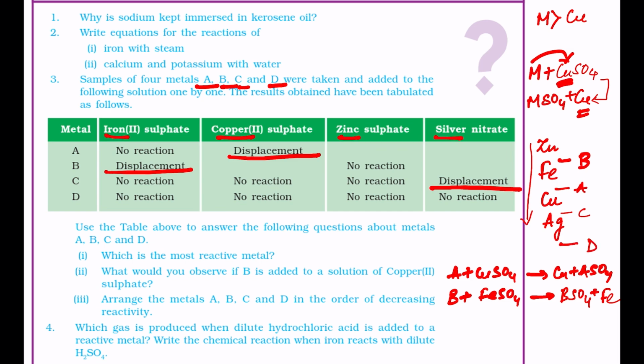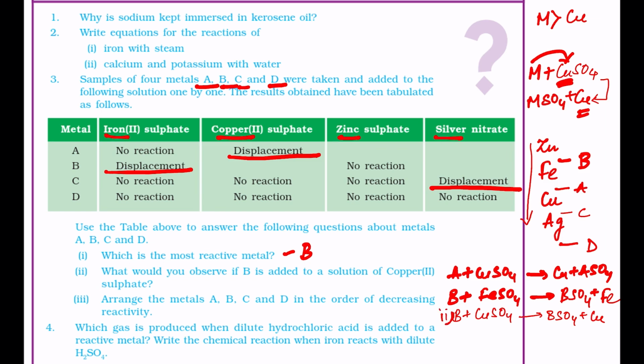Now the questions. First, which is the most reactive metal? So the most reactive metal is B. Then, what would you observe if B is added to a solution of copper sulphate? Since B is more reactive than copper, B is lying above copper in this series. So B will displace copper from copper sulphate. So B plus copper sulphate, you will get sulphate of B and metallic copper will be deposited. So this is the answer to the second question.